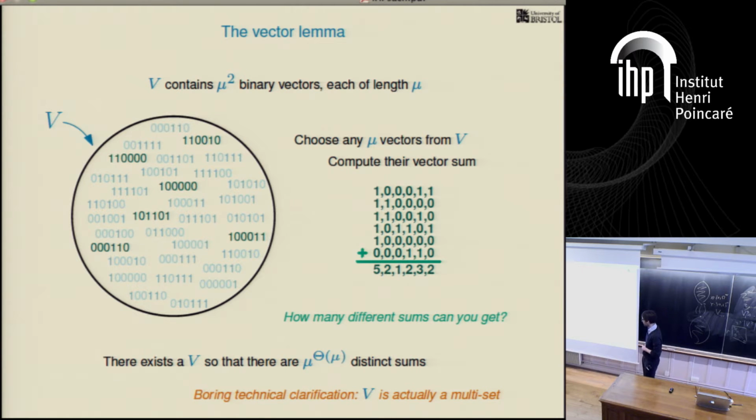Here's a boring technical qualification. V is actually a multi-set under the definition that we need. It doesn't make any difference. Just ignore that I said that. But it technically might be a multi-set. But don't worry about that. It doesn't really make any difference.